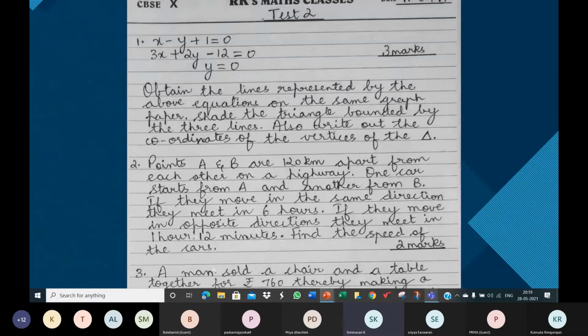Ma'am, I got my first line. Yeah. Tell me, does the graph of the first equation cut the x and y axis? Yes, ma'am. Okay. At which point does the line cut the x axis?